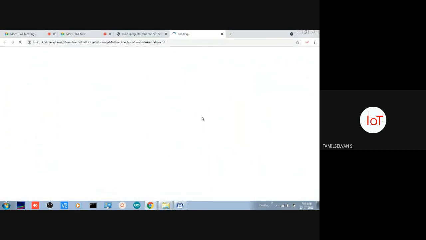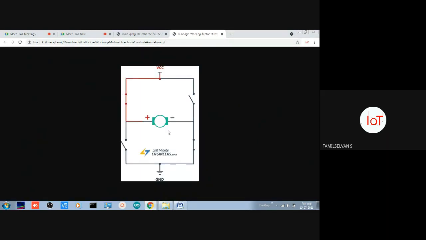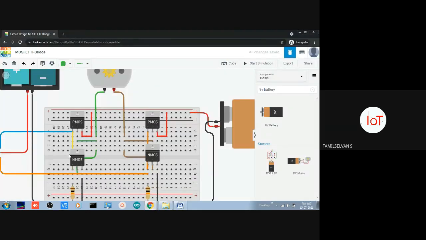like here. Just a moment, I'll open. Yeah, so like here there are 4 transistors available. On the left side top there is a PMOS, and on the right side top there is a PMOS, and on both sides at the bottom you have NMOS. So the same circuitry will be designed here. There are 2 PMOSs and there are 2 NMOSs.